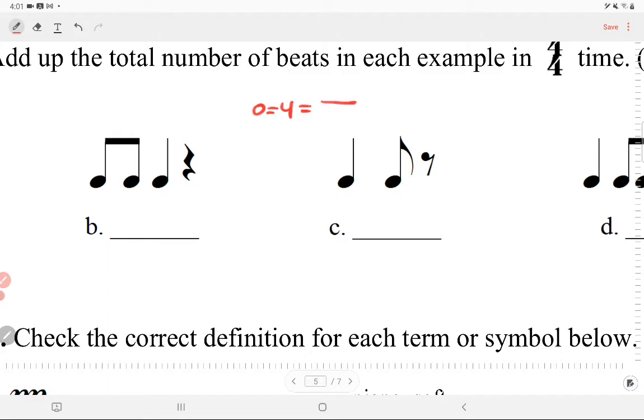And we are using this kind of rest to represent 4 beats, okay? If this one is equal to 2 beats, we're using this kind of rest to represent 2 beats of silence. Okay, this one equals 1 and equals this kind of rest. If you keep going, an 8th note is equal to half of a beat, and also this kind of rest, for example.